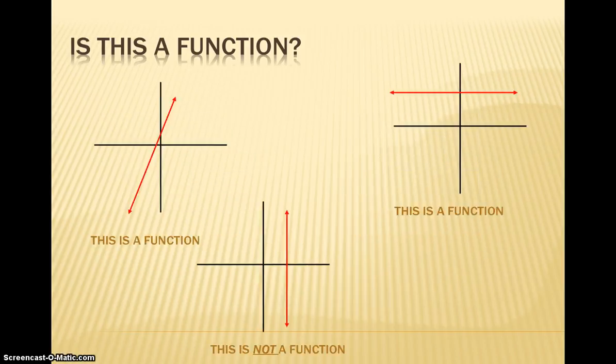Now look at these graphs. Which of these are functions and which of these are not functions? The ones on the left and right are functions, but the graph in the middle is not because it is a straight line up, meaning all y's are outputs for that x.